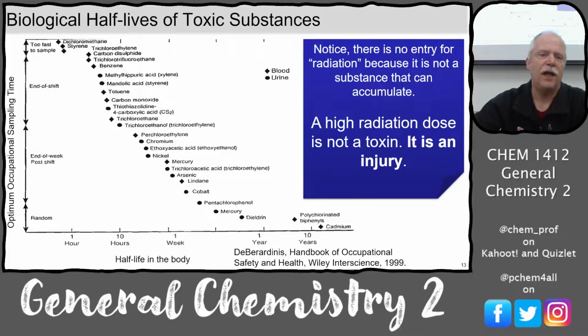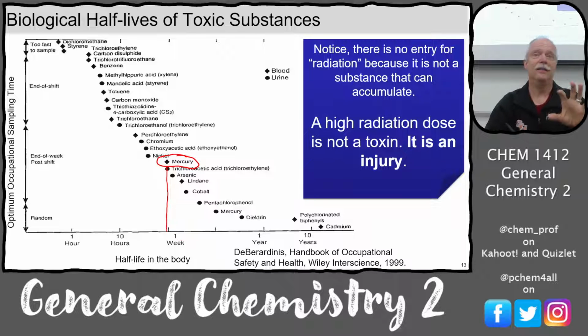Okay. And then we have biological half-lives for those toxic substances. If you get them in your body, how long does it take your body to get rid of them? And this is made for industrial safety. So they're saying if you have a worker exposed, say, to mercury, how long can you detect that mercury, right? So this is mercury. It's saying that half of that mercury is gone in about a week.